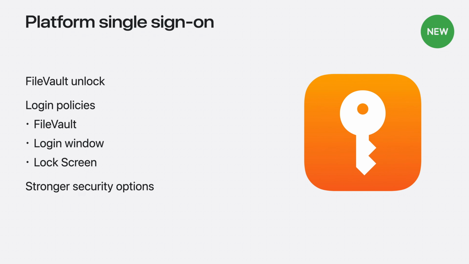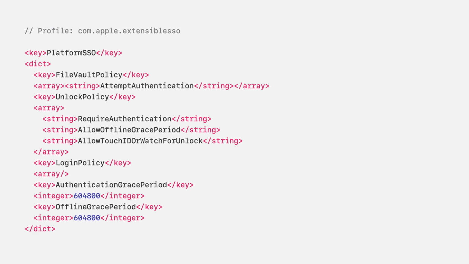Let's take a quick look at an example configuration. Here, you can see that the FileVault policy is set for the FileVault login screen to attempt authentication. In this case, IDP authentication is attempted before proceeding. However, if the server is unavailable and the user-provided credential is correct, the user will still be able to log in. For the unlock policy, which controls unlocking from screensaver, require authentication is set. That makes login from the screensaver more restrictive. A valid IDP authentication is required before proceeding, with a few specified exceptions.